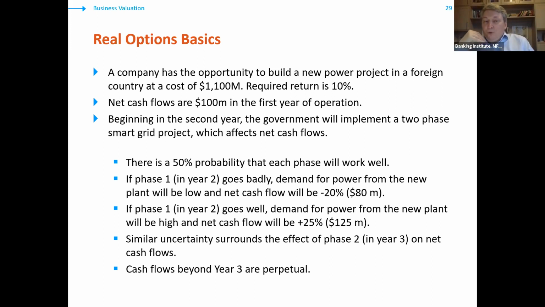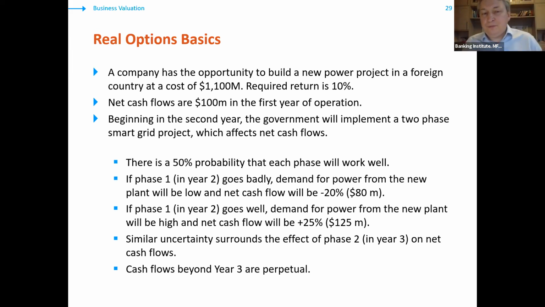But from the second year of this project, the government will implement a new smart grid project that will affect net cash flows of this project, of this power plant. And we don't know, will this smart grid project go well or not that good? And we expect, just for simple calculation now, that there's 50% probability that this project will go well for each of 2 phases.